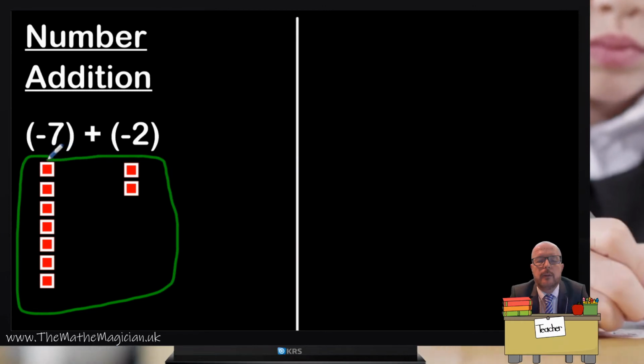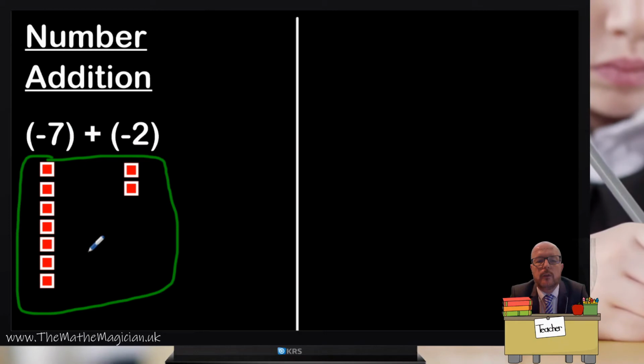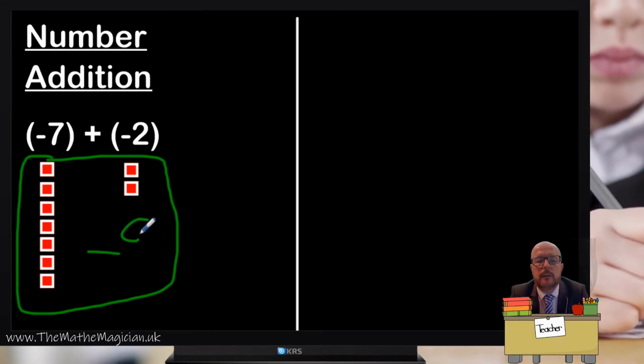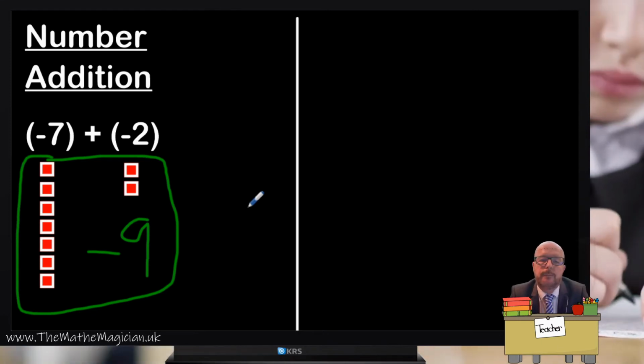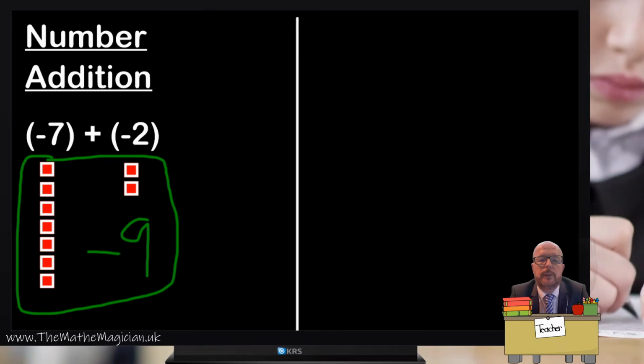Altogether, I've got 7, 8, 9. So I've got negative 9 as my answer. So most people would write down positive 9. Let's have a look at the algebra version.